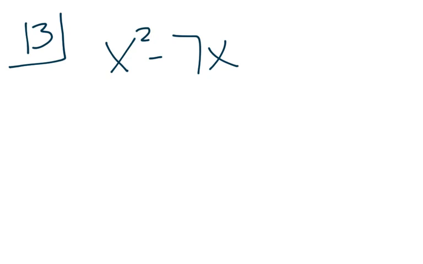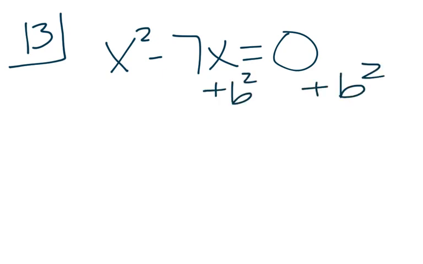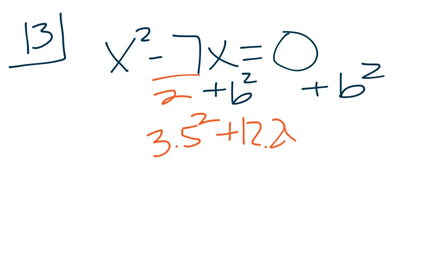Number 13, we have x squared minus 7x equals 0, and what it wants us to do is add a term to each side to solve for x. So we're going to add b squared. Negative 7 divided by 2 is 3.5, and if we square this, it is 12.25. So we're adding 12.25 to both sides.